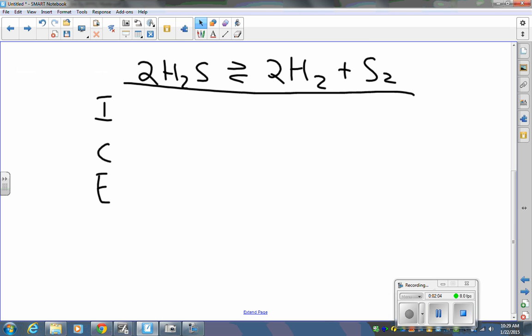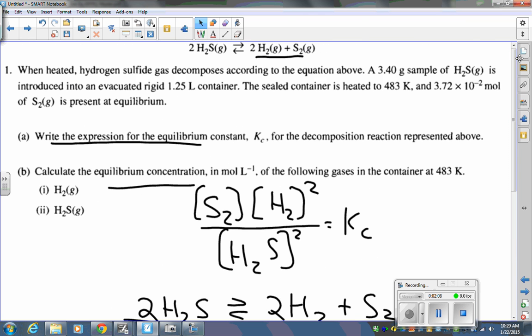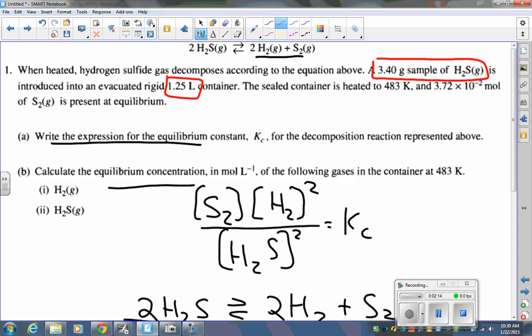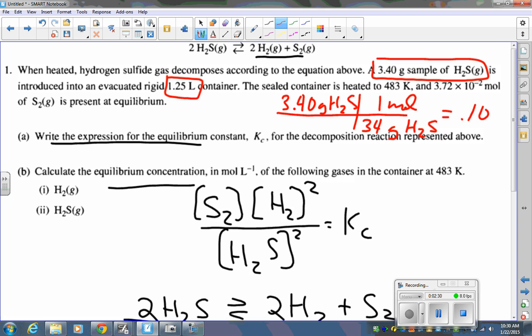The first thing we have to do is figure out what our initial value is. They tell me I have 3.40 grams of H2S in 1.25 liters. So I have to turn that into molarity. I would take 3.40 grams of H2S, divide by the molar mass of H2S, which is 34 grams of H2S equals 1 mole. I am going to get 0.100 moles, 3 significant figures going in, 3 significant figures coming out.